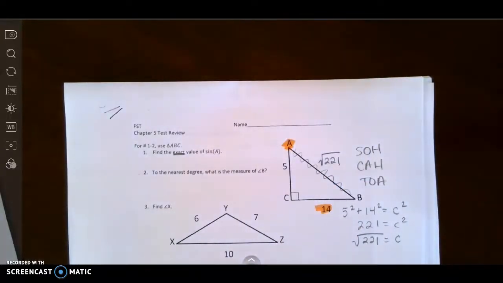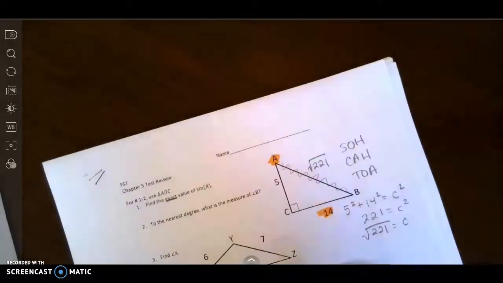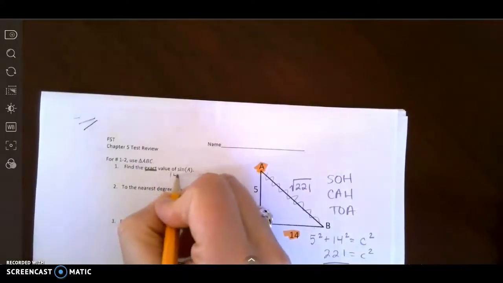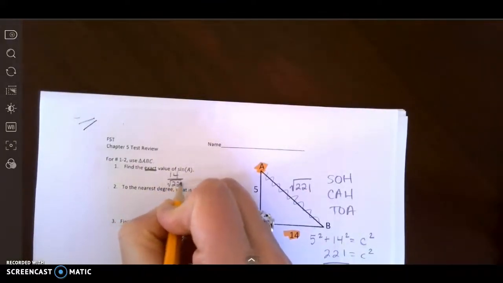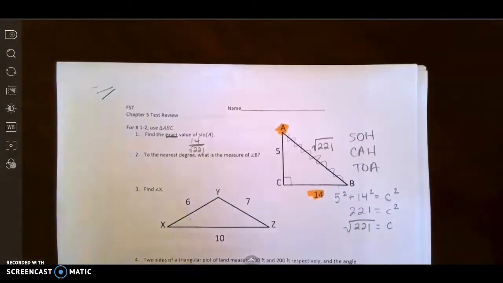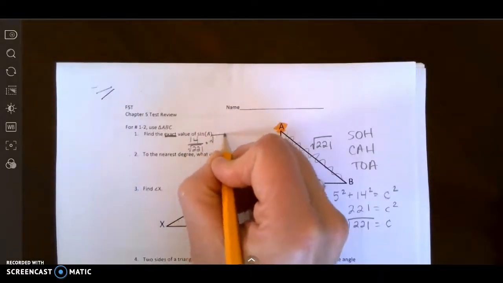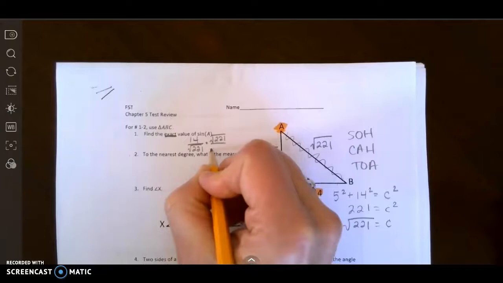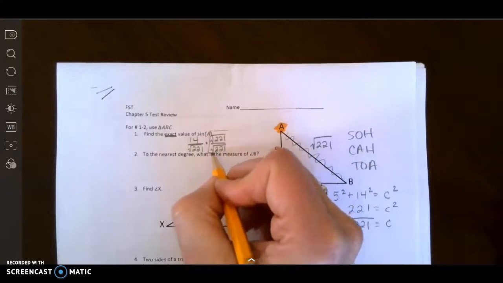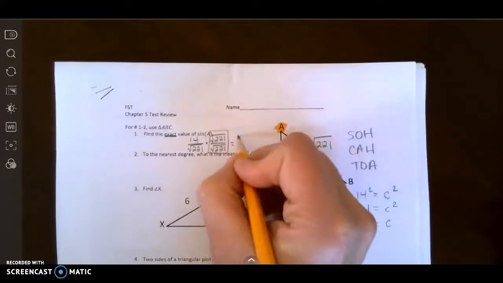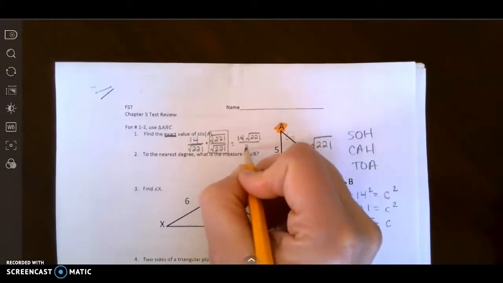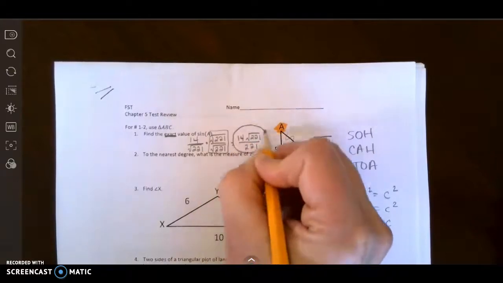Well, now that I know that, I can find the sine, and the sine of A then would be 14 divided by the square root of 221. I can't leave that square root there because you can't have square roots in the denominator, so I rationalize the denominator by multiplying by the square root of 221 over the square root of 221. This is simply a giant number 1. And I'm left with 14 times the square root of 221, all divided by 221. That is my final answer.